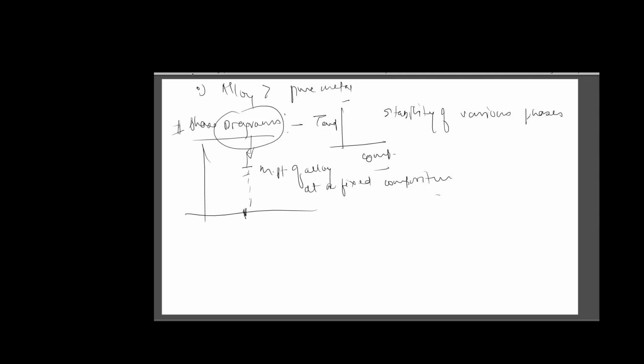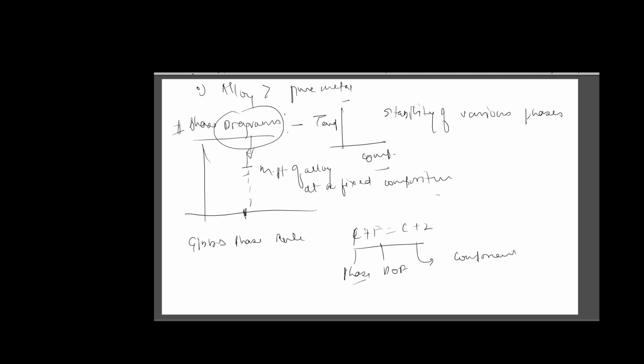Now there is one rule, the Gibbs phase rule: P + F = C + 2. This is the rule. Now what is this P, what is this F, what is this C, what is this 2? P is phase, F is degree of freedom, C is component, and 2 is 2.